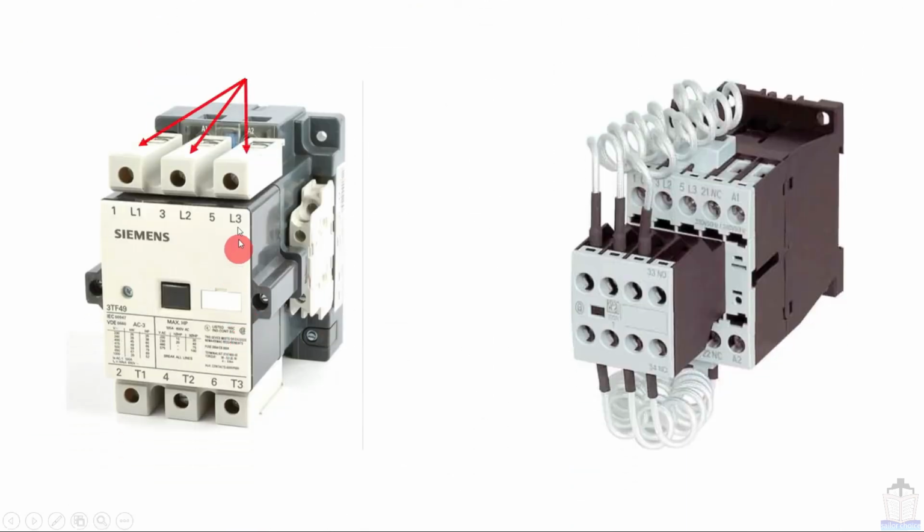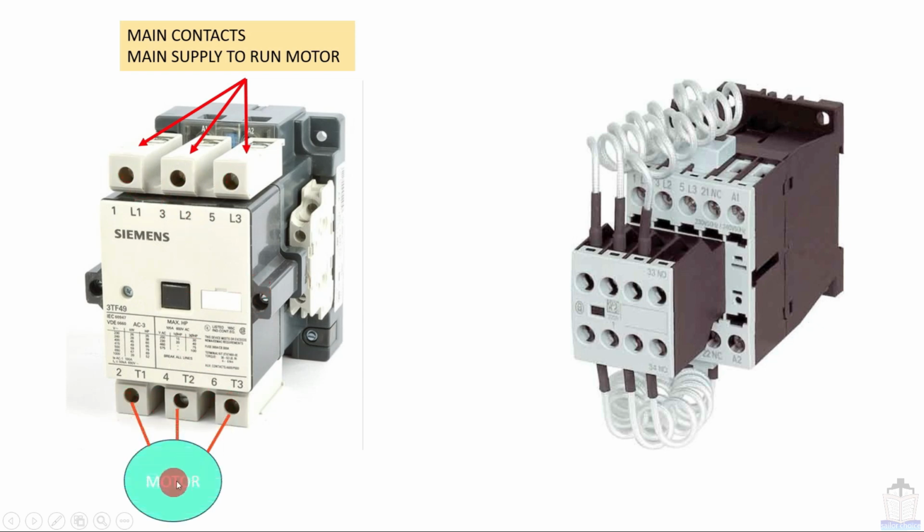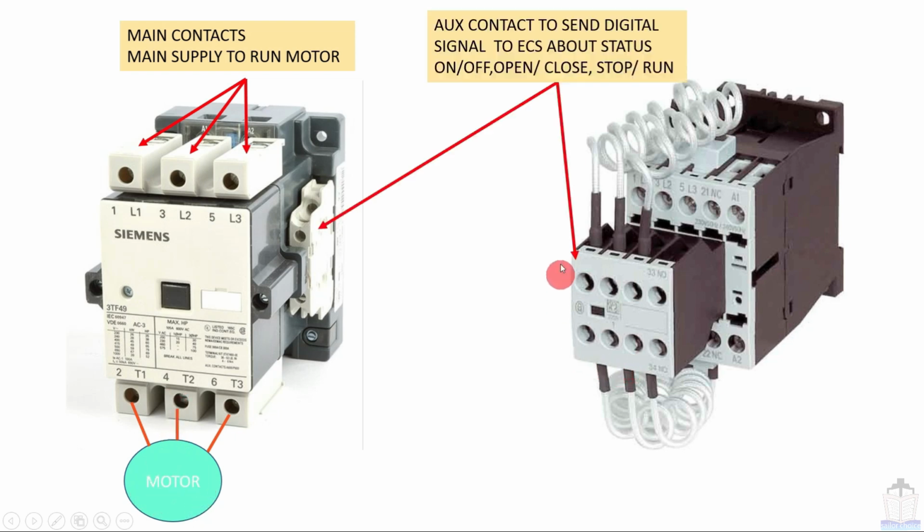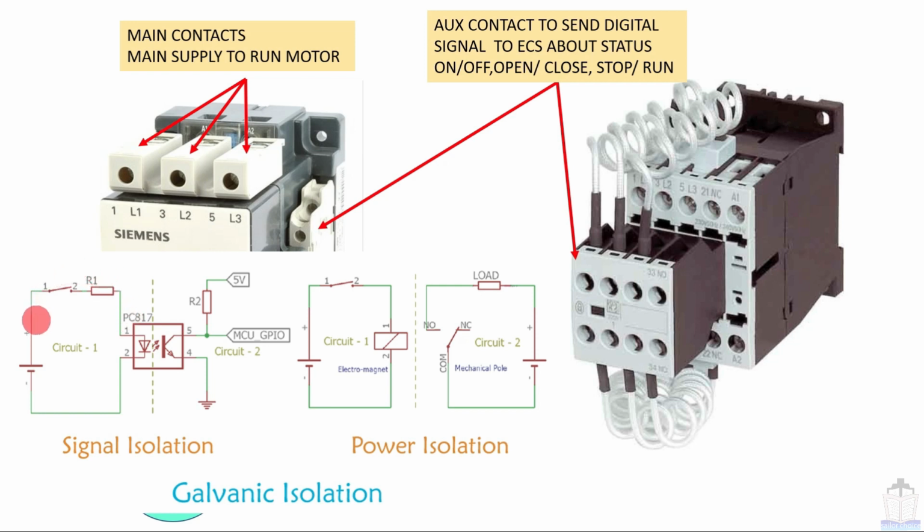Here this is the main magnetic contactor, this is the power input terminals, and these are the power output terminals which are connected to heavy loads like a motor. These are called auxiliary contacts. These auxiliary contacts are used to send digital signals to ECS about a status: on, off, open, close, stop, run, etc. Now here I am representing the same picture. Between point 1 and 2 it is representing a switch, and this switch is nothing but a contact of these auxiliary contactors. I hope you understand.